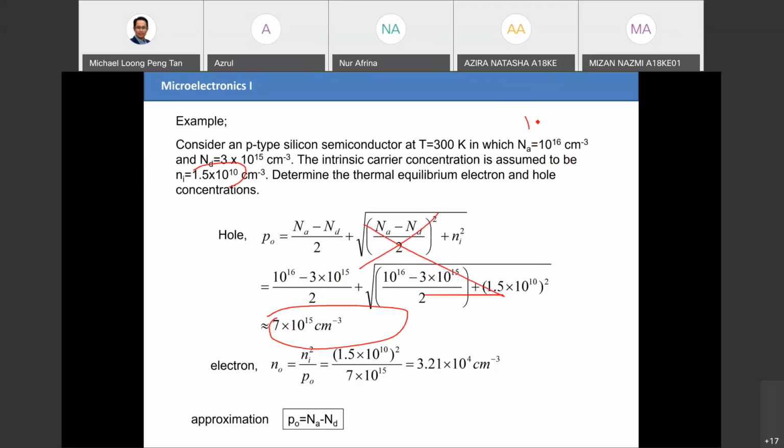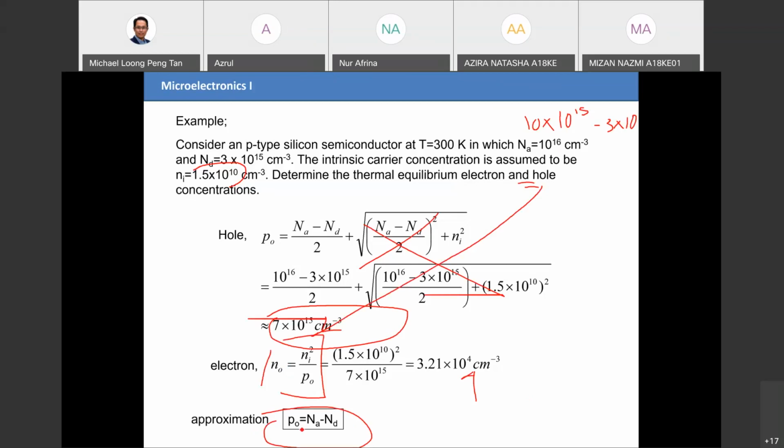So 10 is 10 to the power 15, minus 3, 15, then you get this answer. And then to calculate NO, you use this equation, NOPO, then you get this answer. So this is your two answer.